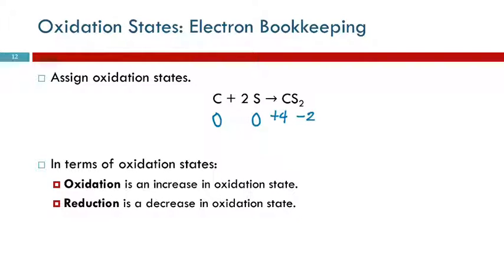This is like some weird game, right? How did I get 4 again? That's a good question. So CS2, overall the charge is 0. So we know that all the oxidation states have to add up to 0. We don't know what the carbon is, but we know that there's 2 sulfurs and they're each -2. So we end up with blank plus -4 equals 0. It must be 4. The math isn't hard, you just have to be careful with those negatives.